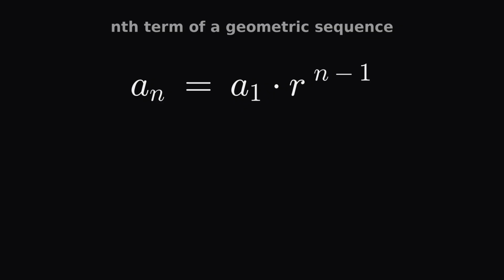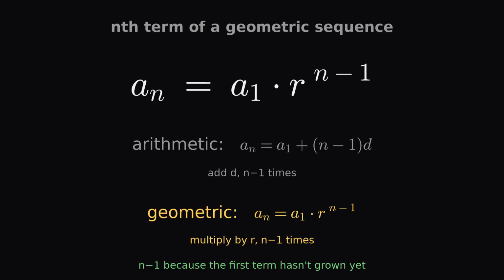Here's the formula for the nth term. a sub n equals a1 times r to the power n minus 1. And it's worth putting that next to the arithmetic version. In the arithmetic one, we added n minus 1 lots of d. In the geometric one, we multiply by n minus 1 lots of r. The n minus 1 is doing exactly the same job in both. It's there because the first term hasn't grown yet.